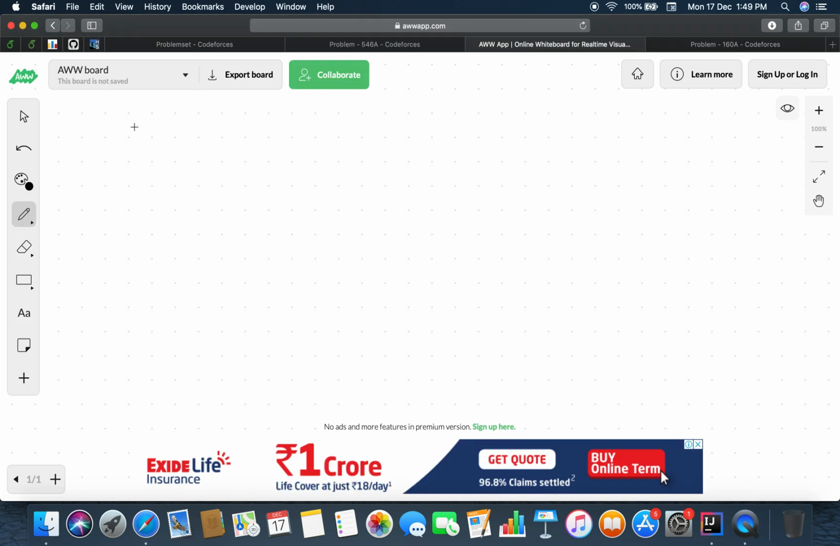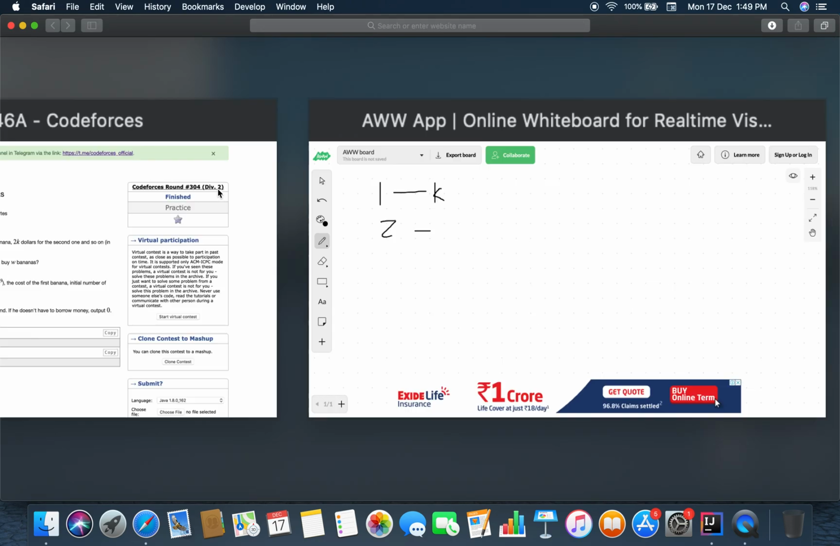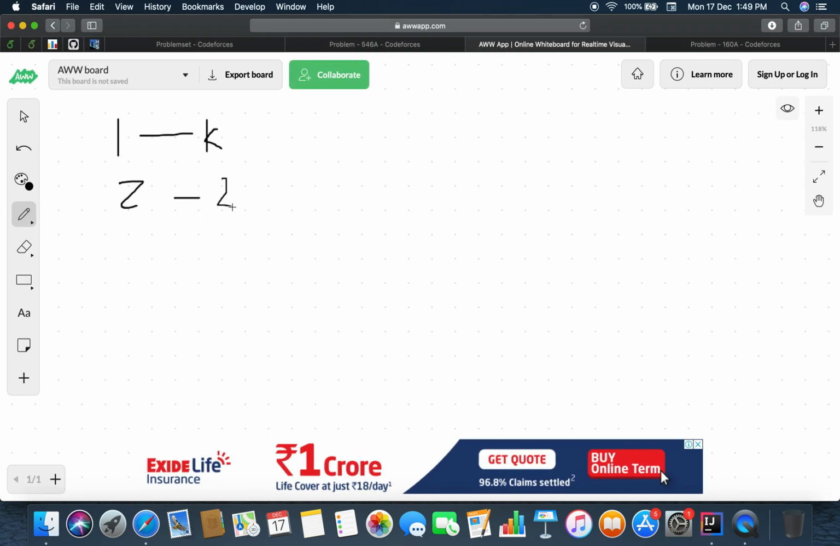For the first banana he's paying k, for the second banana he's paying 2k, and for the third banana he's paying 3k. So if I have to buy w bananas, then the total is k plus 2k plus 3k up to wk. That is exactly an AP series sum.